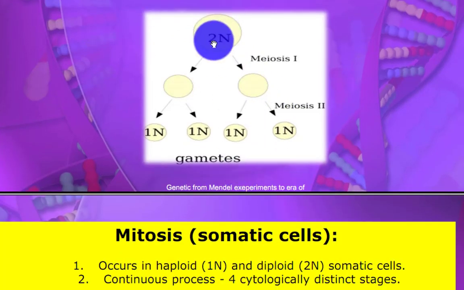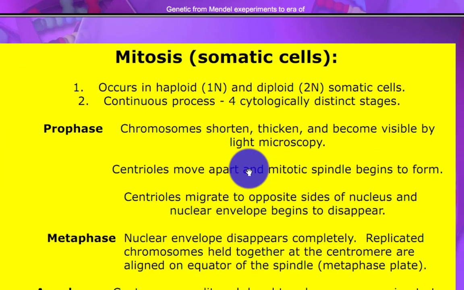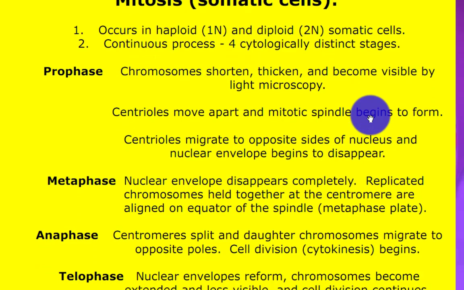Here the parent cell has 2N, diploid. During meiosis we have 4 gametes, 4 sex cells, ova or sperm, which are haploid cells. Mitosis occurs in haploid and diploid somatic cells. It is a continuous process with 4 cytologically distinct stages.